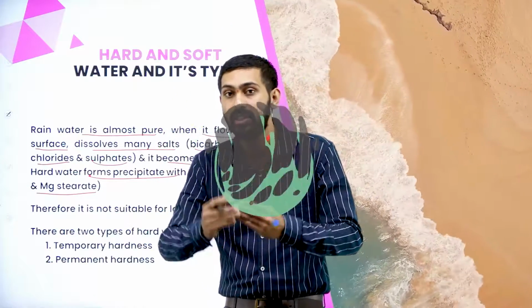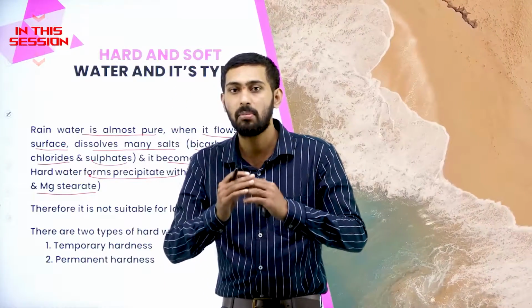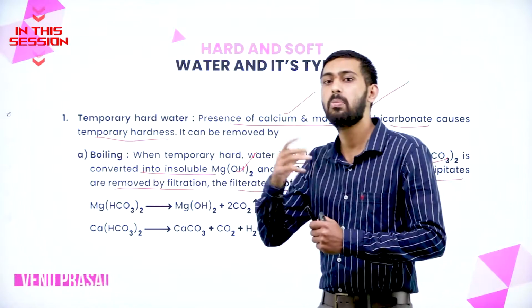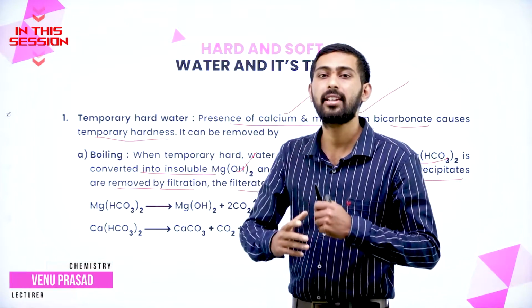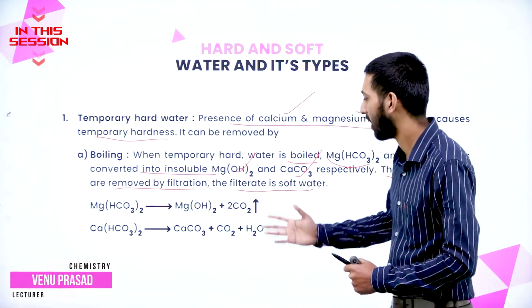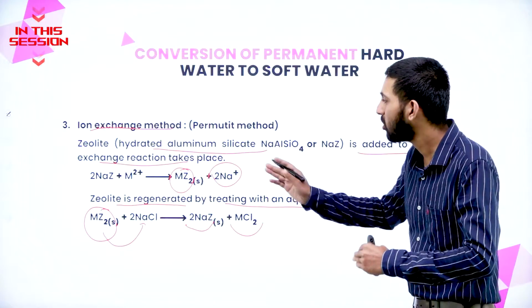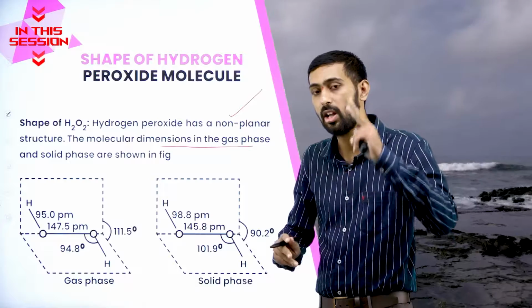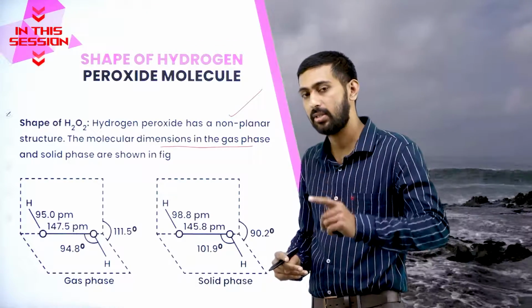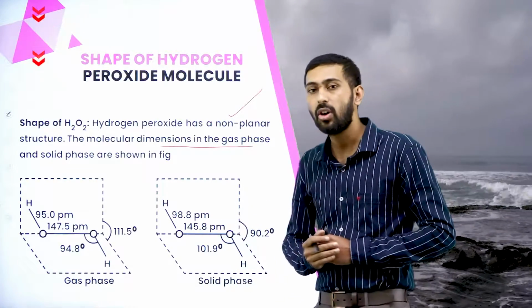If hard water is treated with soap, what will happen? It forms a precipitate. After you boil, what you have to do? We have to filtrate that water. When you filtrate the water, you will get soft water. When you add a zeolite to the hard water, exchange of ions takes place. It has got two structures. One is in the gas phase and another one is in the solid phase.